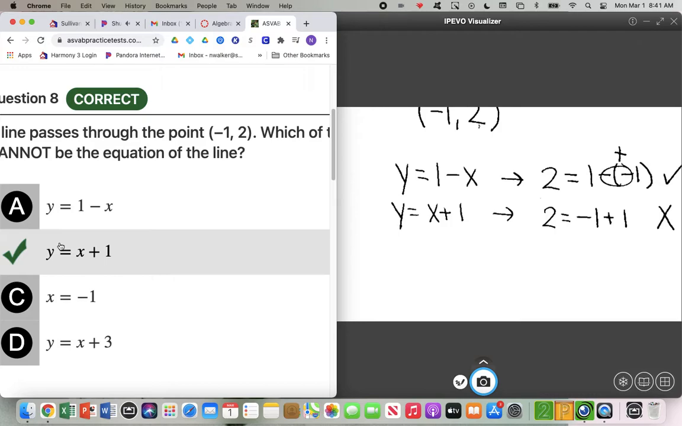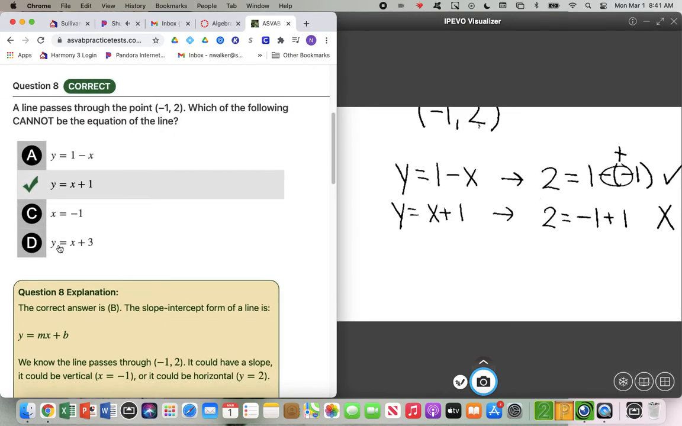So on that one, you didn't have to go through every single equation. Now, if you went through every one, the other two would have worked. But if you're just checking to see if it's a solution, you can take the point and just plug them in.